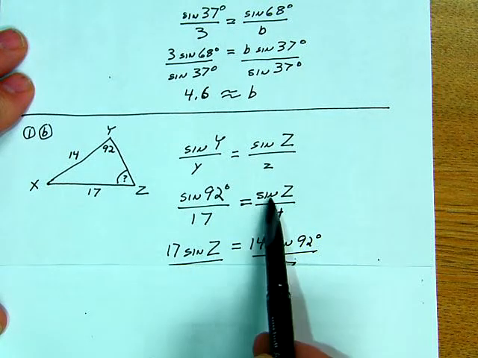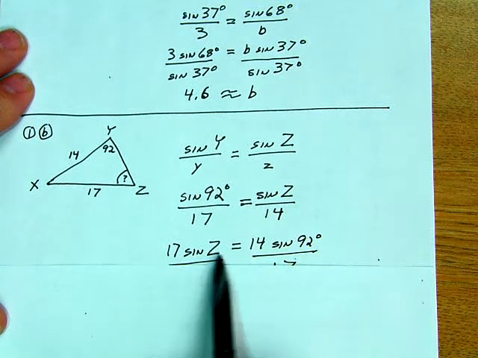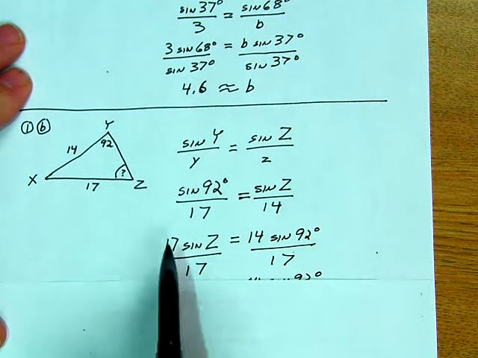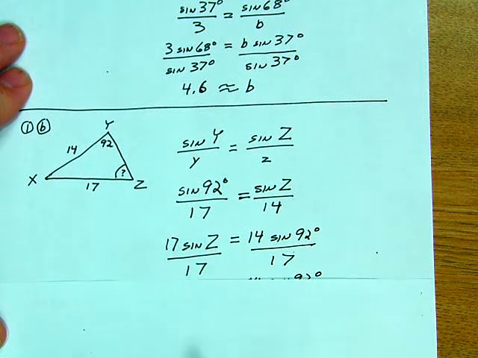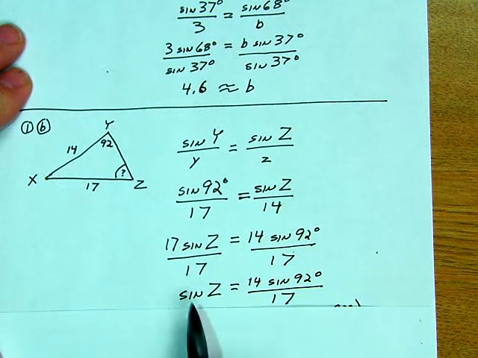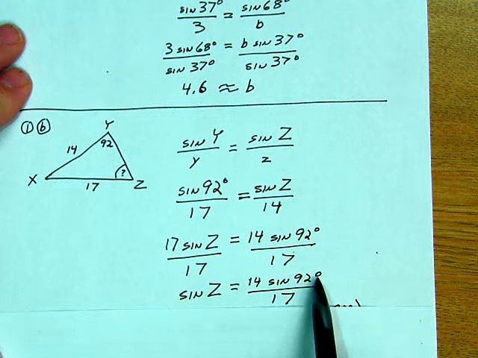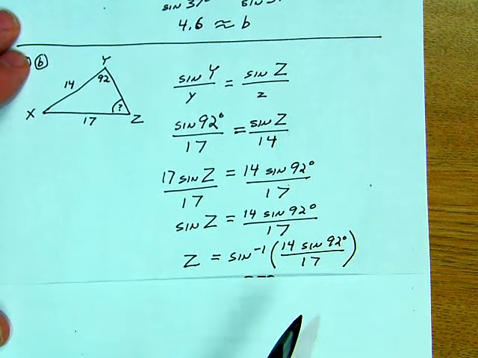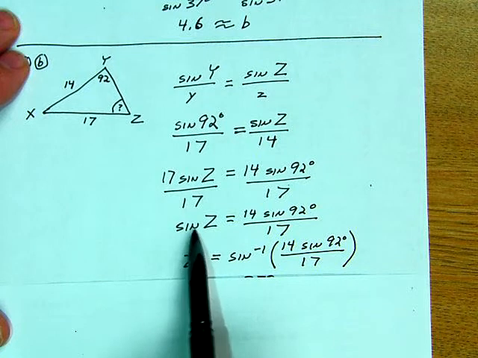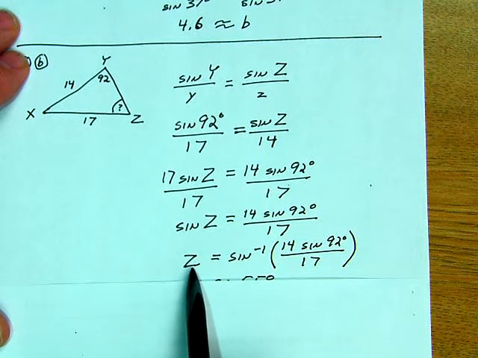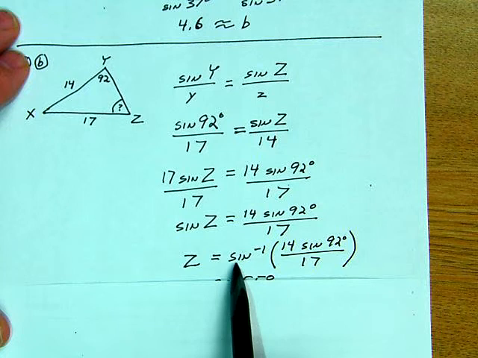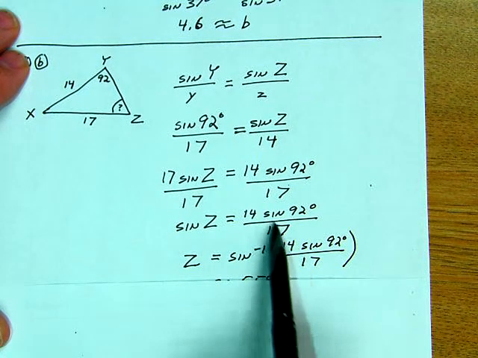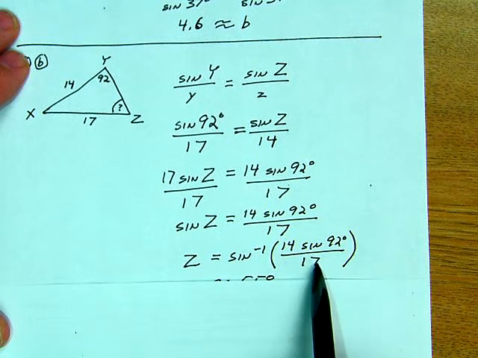I then do the cross multiplication. I get 17 times sine of z on this side, and on this side I get 14 times the sine of 92. I divide both by 17 to get sine of z by itself. Sine of z equals 14 times the sine of 92 divided by 17. But now I have to do the inverse function of sine to move sine away and leave z by itself. To do that, I do the sine -1, or inverse sine, or arc sine of the same calculation I just had, 14 sine of 92 divided by 17.